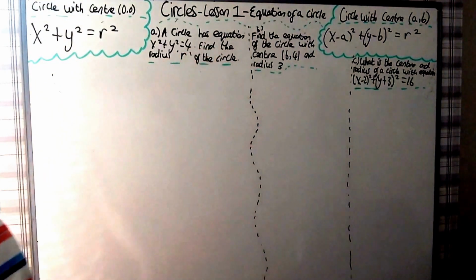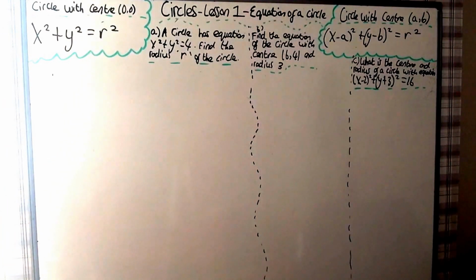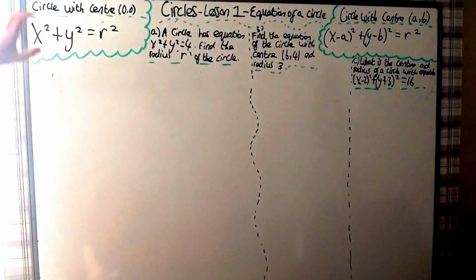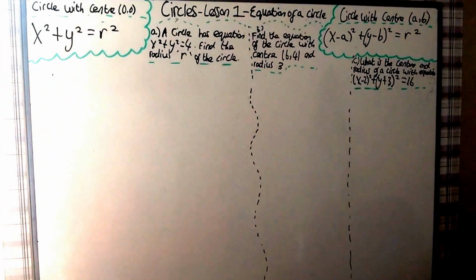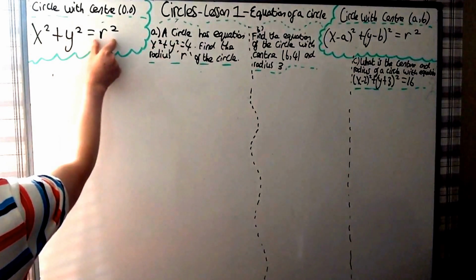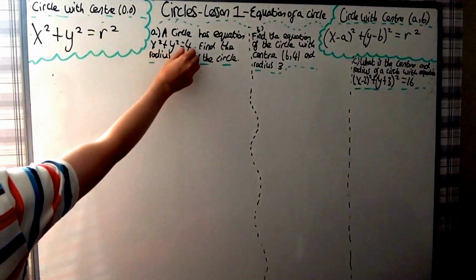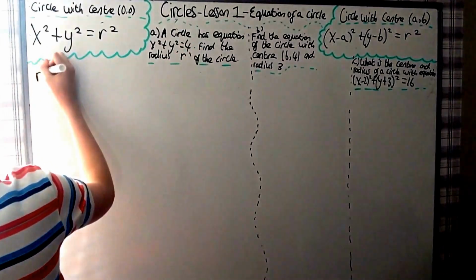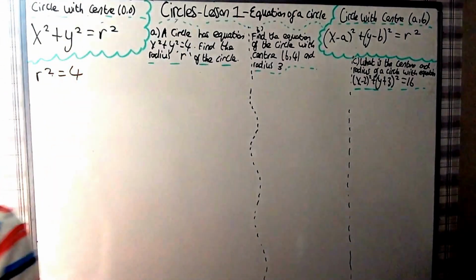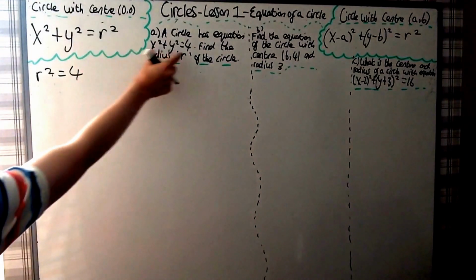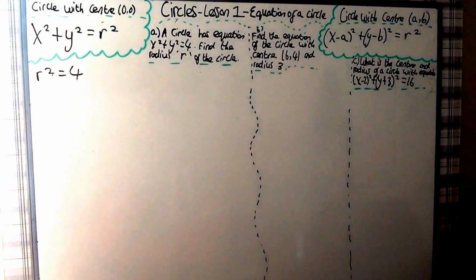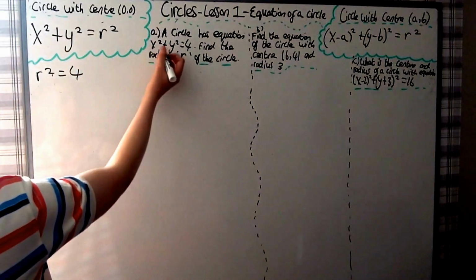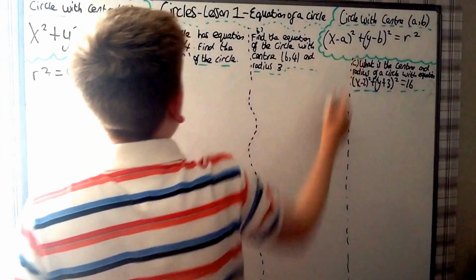A circle has equation x squared plus y squared equals 4. Find the radius r of the circle. Well, we simply look at the equation of a circle. We have x squared, we have y squared, equals our radius squared. So, this is our radius squared, 4. Because this is in the form of a circle equation with centre 0, 0. And we know it's got a centre of 0, 0 because it's in this form, not this form.